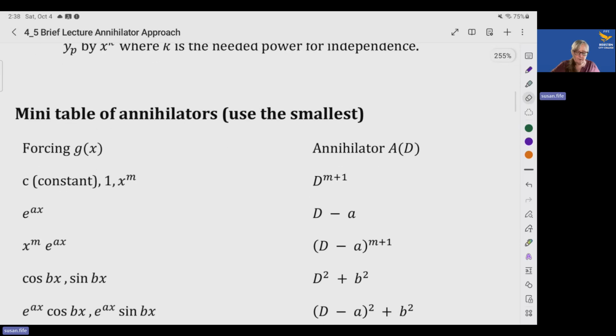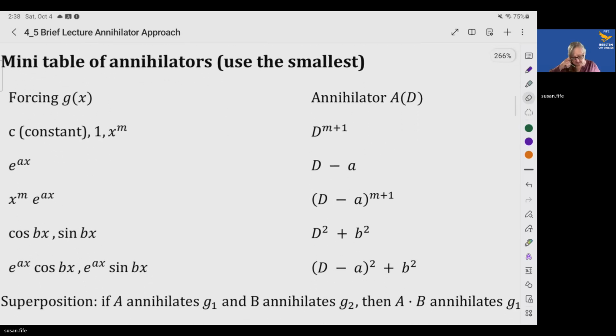So here's a small table of annihilators. If you have a constant, or if you have 1, or if you have x to a power, you're going to use D raised to the m plus 1. Just D, the first derivative, would annihilate a constant or would annihilate 1. The m plus first derivative would annihilate a polynomial of degree m. e to the ax can be annihilated by D minus a. x to the m times e to the ax can be annihilated by D minus a to the m plus 1 power.